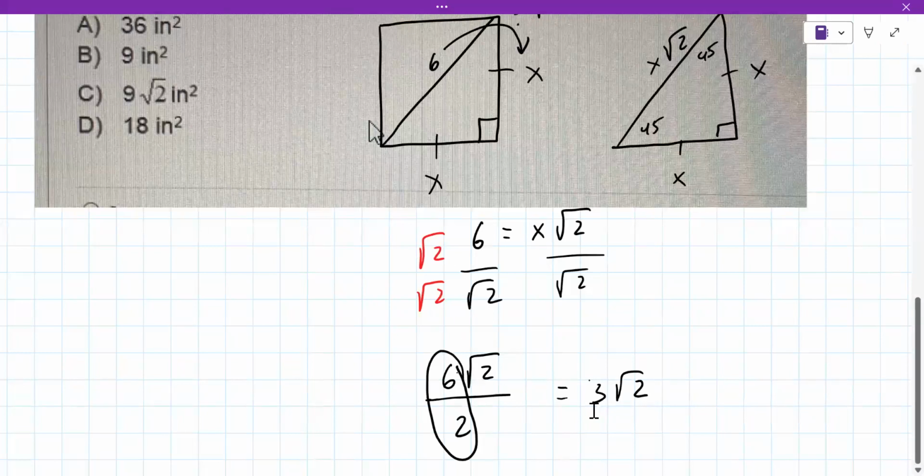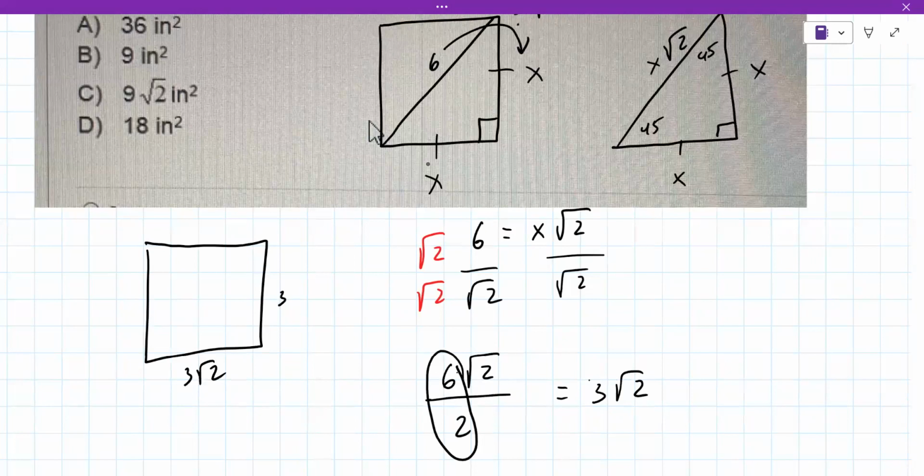Sometimes you do all this work and you think, okay, there's my answer. That's just the side length. And sometimes it's good to draw yet another square and say, okay, that's the side length, that's the side length. How do you determine the area? You multiply the sides by each other. Yes. Okay, so could you do that for us, please?